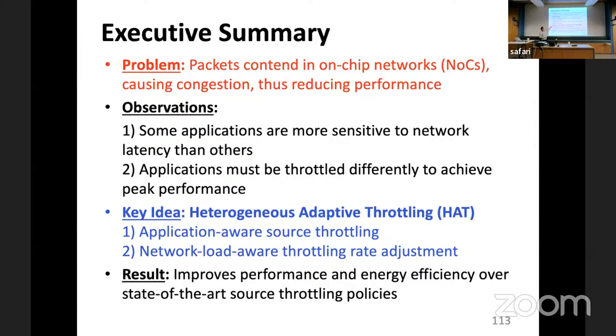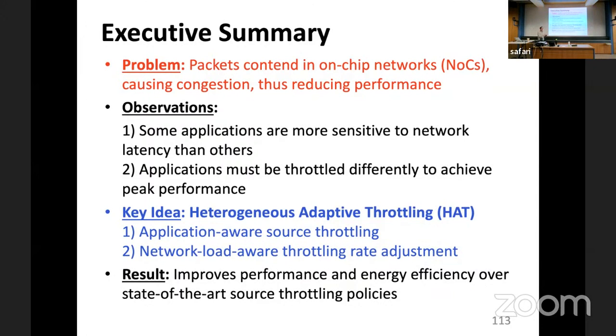So basically, the key idea of this work is to heterogeneously throttle the applications. Different applications have different throttling rates, and also load-aware throttling rate adjustment. So basically, if the network load is not too bad, your throttling rate is much lower. If the network load is very high, you throttle the applications much more aggressively.